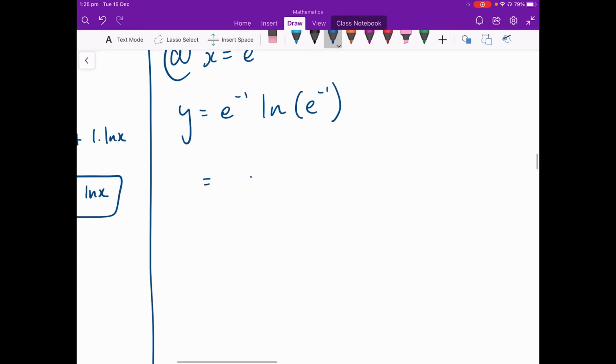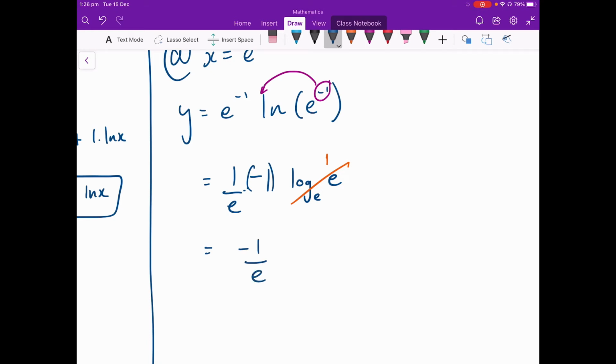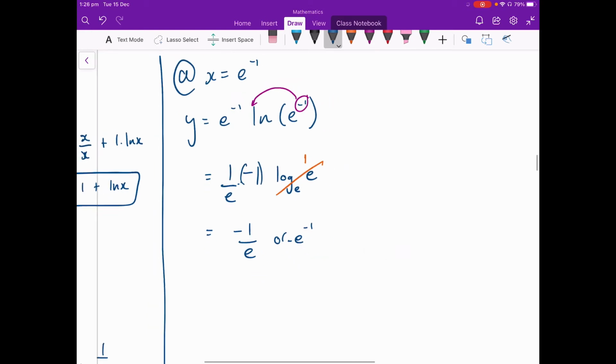So I'll have y is equal to e to the negative 1, ln e to the negative 1. So that would be 1 on e, and then using my log laws, I can take the power down the front, so I'll have multiplied by negative 1, and then log to the base e, which would become 1. So the y coordinate here is negative 1 over e, or you could write it as negative e to the negative 1. So my stationary point is 1 on e, minus 1 on e.